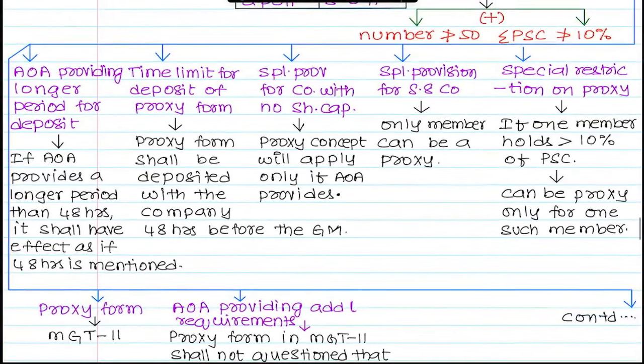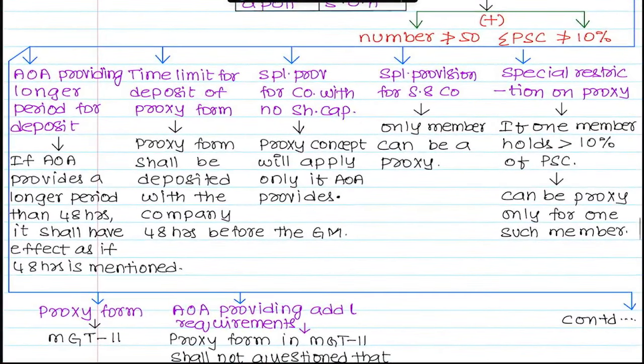Special provision for companies with no share capital. Sir, if the company has no share capital, what is the purpose of a proxy? Just come to the meeting and listen to what is going on. First, there are two kinds of voting: show of hands and poll. What is show of hands? One person, one vote. Everyone, one person, one vote.